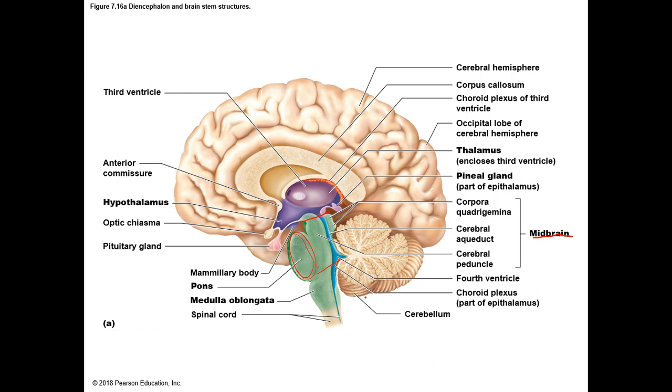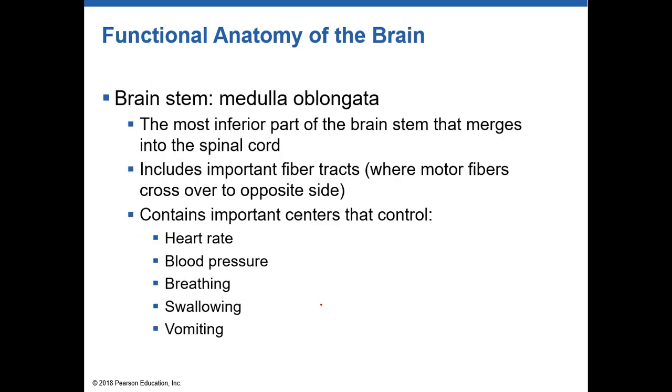So if I was going to show you a picture of the pons, it is right here jutting out. And the last one that we're going to talk about, I'm going to show you the picture now, is your medulla oblongata. It's located inferior to your pons region. Okay, so it's the inferior part of your brainstem, and it merges into your spinal cord. It includes important fiber tracts, and what I mean by fiber tracts is it's actually where motor fibers cross over to the opposite side. Remember, we talked about how the left side of your brain controls the right side of your body, and this is where that crossover happens.